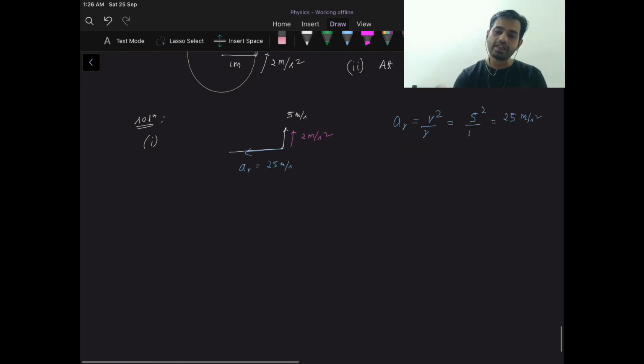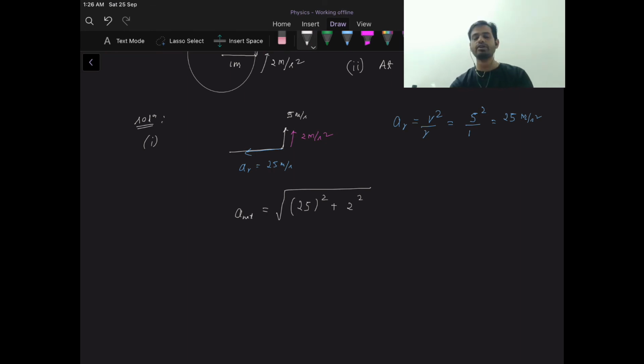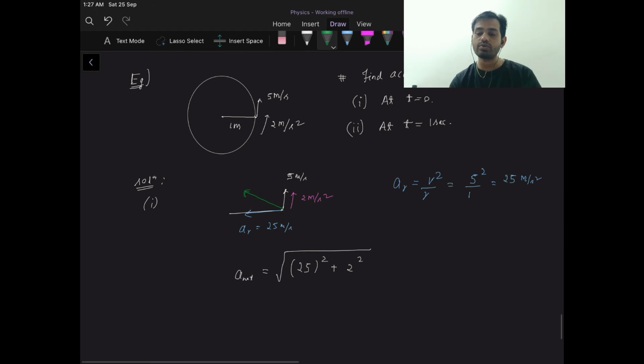What will be the value of net acceleration? The net acceleration is equal to the square root of 25 square plus 2 square, right. This you can calculate and state that the net acceleration will be equal to this. What is the direction of net acceleration? The direction of net acceleration we can also determine is in this direction. So, this is the first case. Now, how to find acceleration at t equal to 1 second?